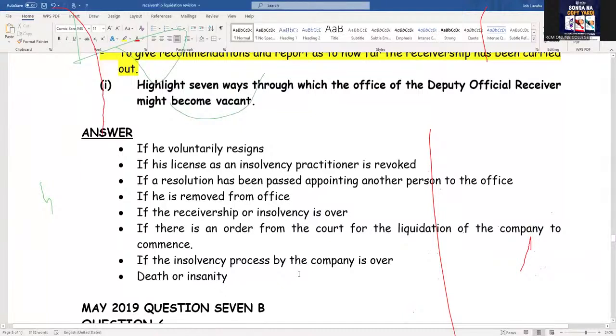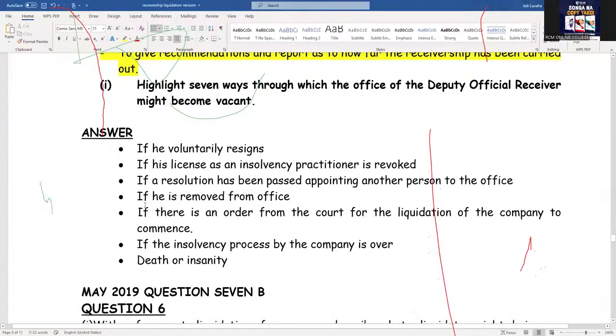In case of death or insanity, or if the insolvency process of the company is over or has come to an end. But this is basically a repetition, even this one is a repetition of this one, so maybe we can remove it. It's just the same. Those are part of the reasons why a deputy official receiver's office can end up coming to an end.